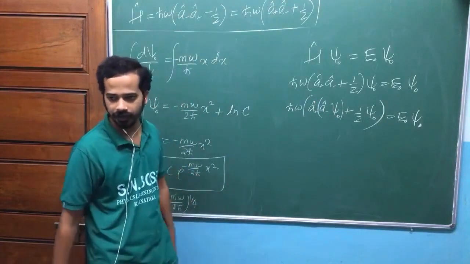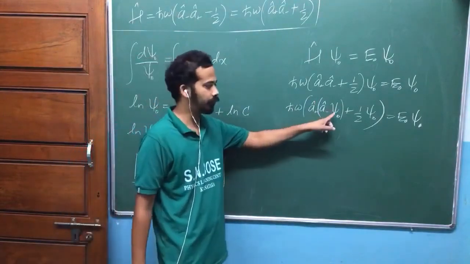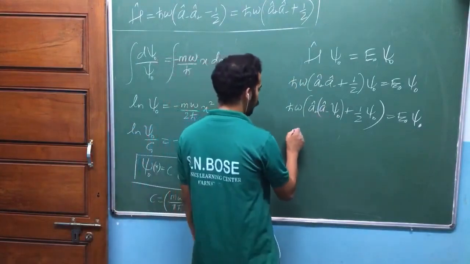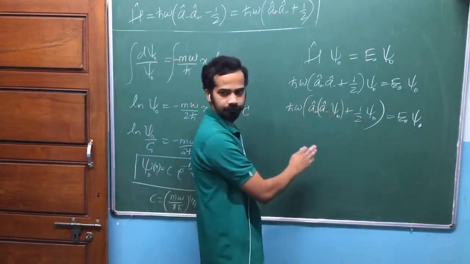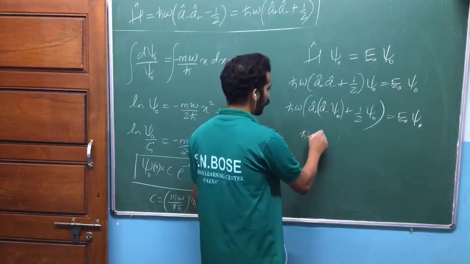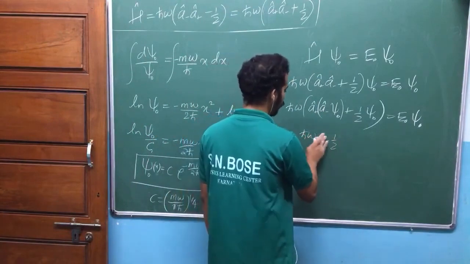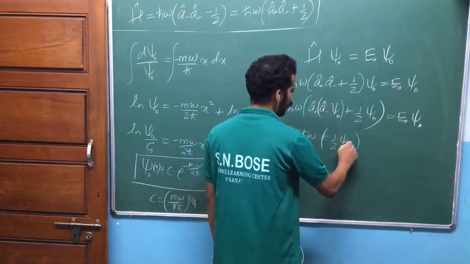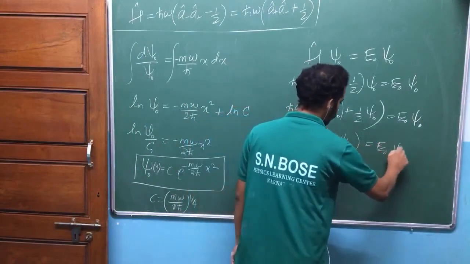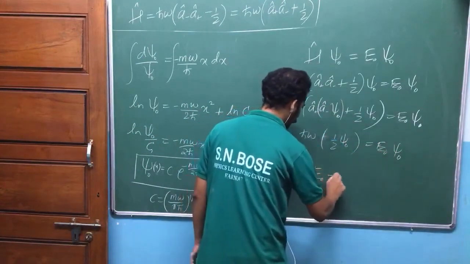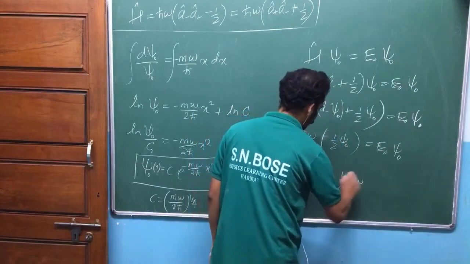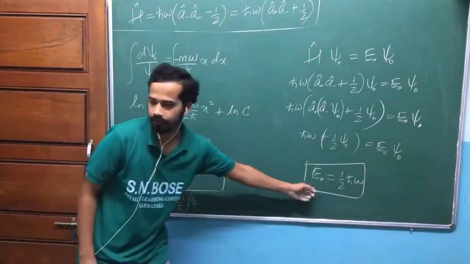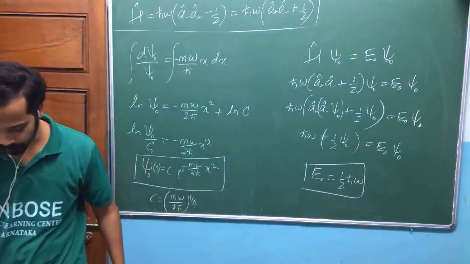That was our earlier statement. A minus, this is the lowest state, there is no state below that one. So this part becomes 0. ħω times (0 plus half) psi naught is equal to E naught psi naught. That means E naught is equal to half ħω. You got the ground state wave function, you got the ground state energy. Just check it out.